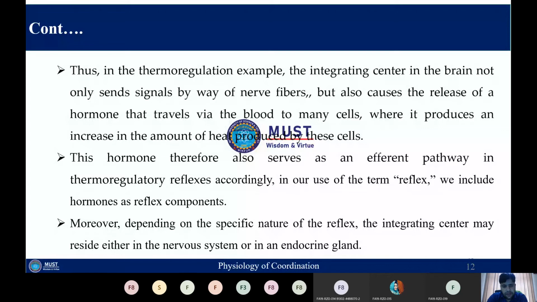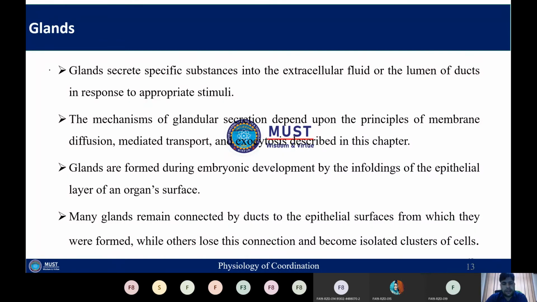So we can say that a hormone can also be considered part of the reflex, or a component of the reflex. Depending upon the nature of the reflex, the integrating center can sometimes be present in the brain, or sometimes it can be an endocrine gland, which can also be considered a specific type of secretion or message as well.